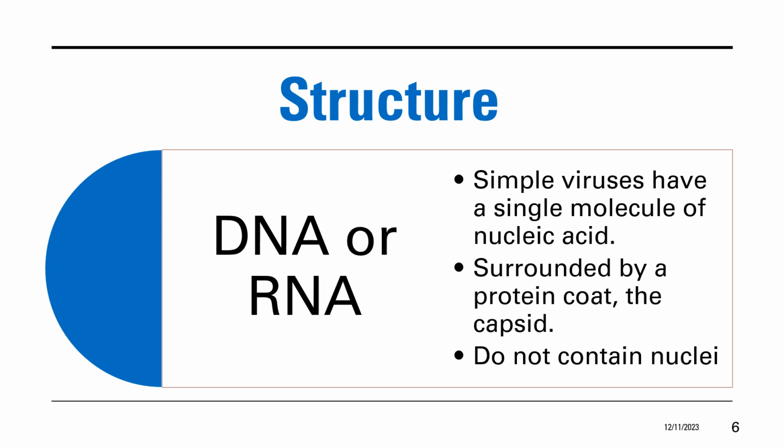We'll talk about the structure of a virus, and a virus is either DNA or RNA. Simple viruses have a single molecule of nucleic acid. Viruses are surrounded by a protein coat, and this is called the capsid. A virus does not contain any nuclei.